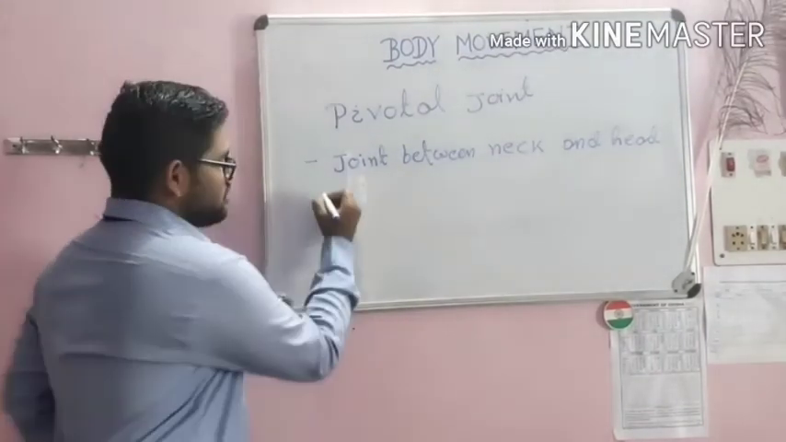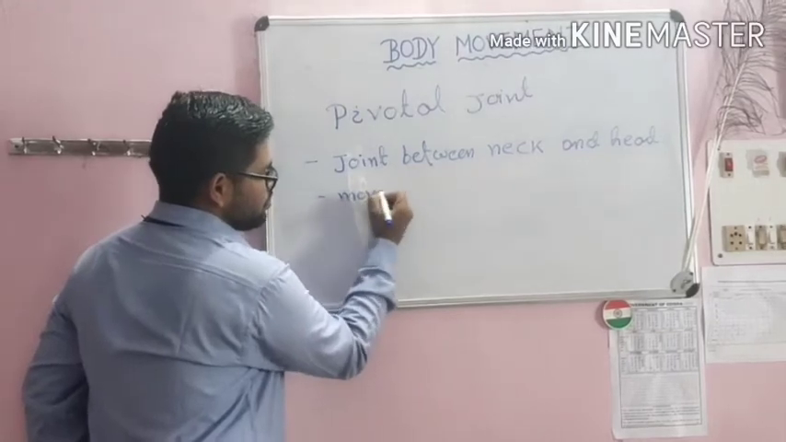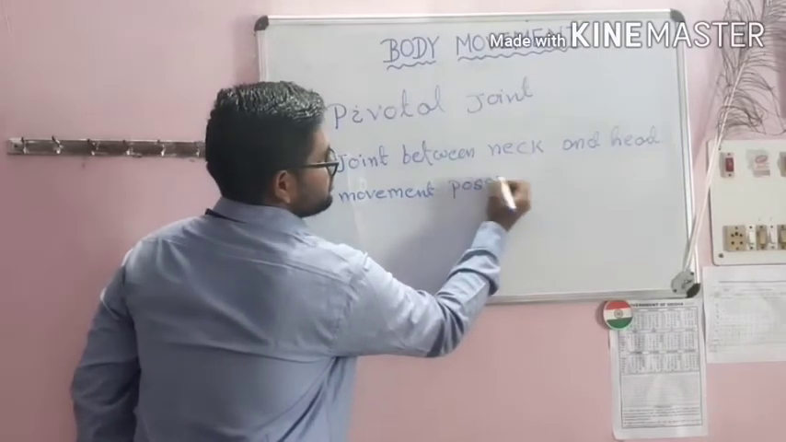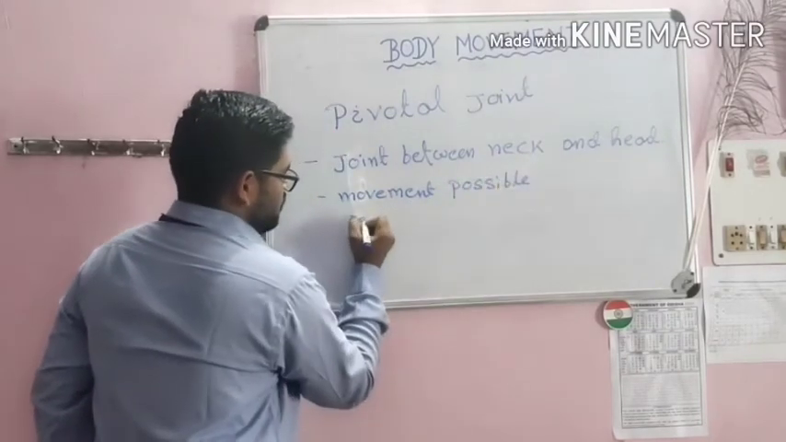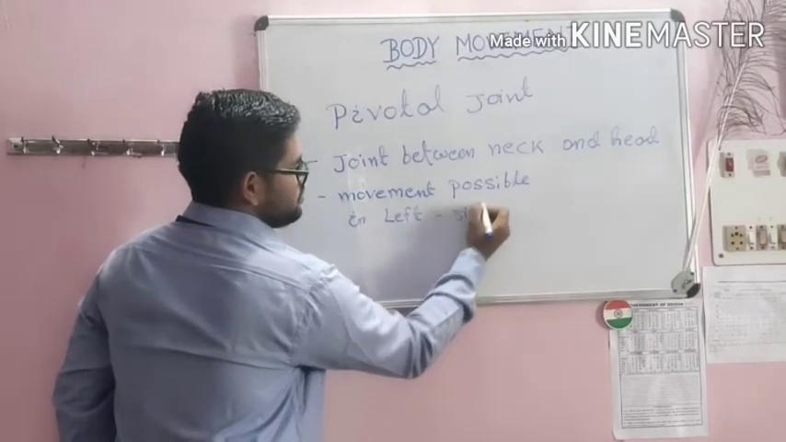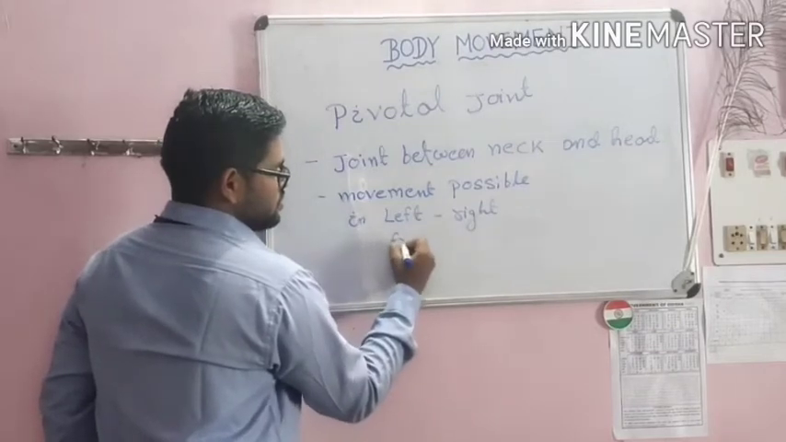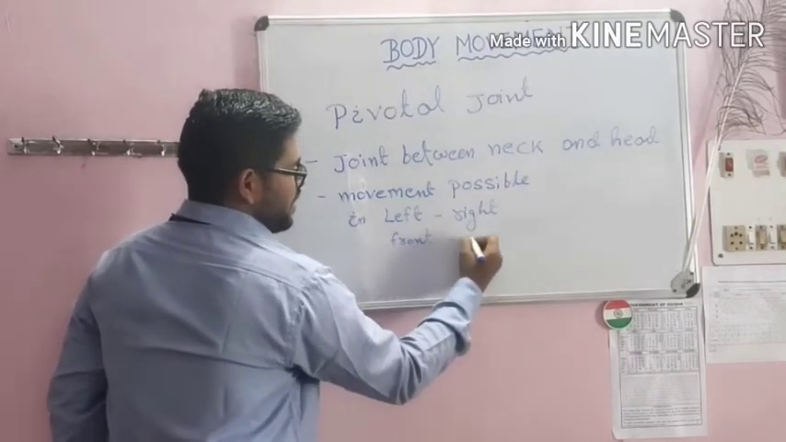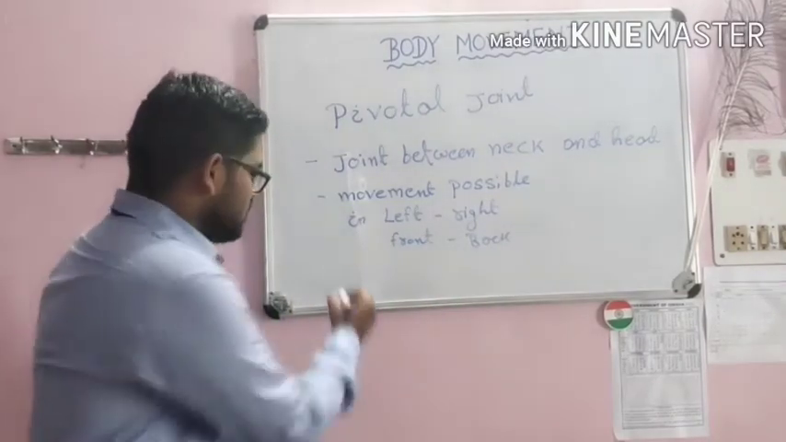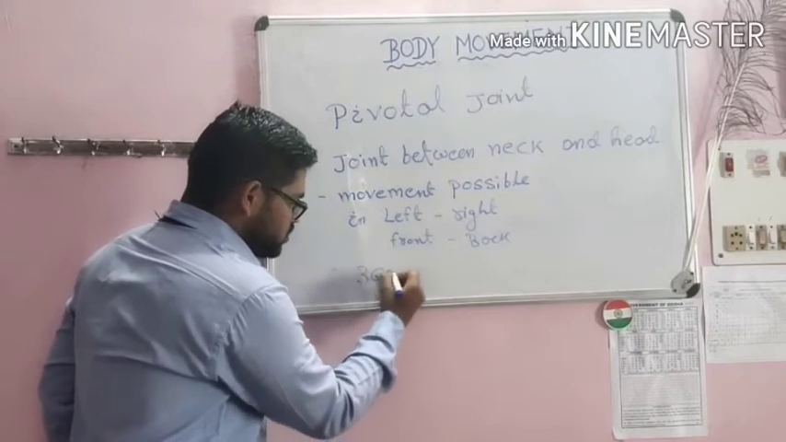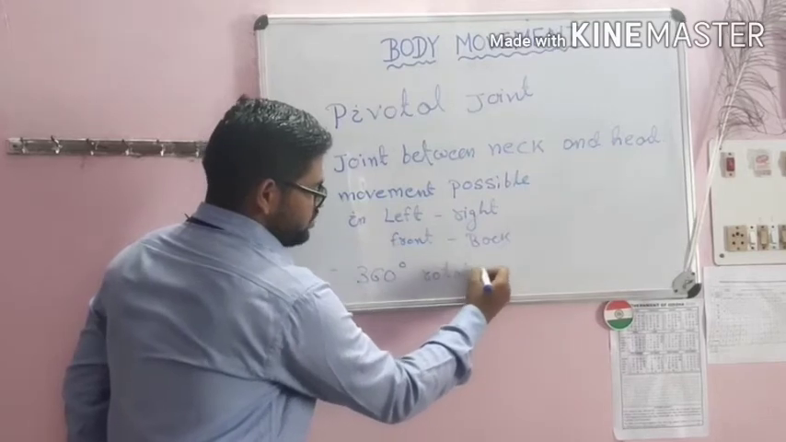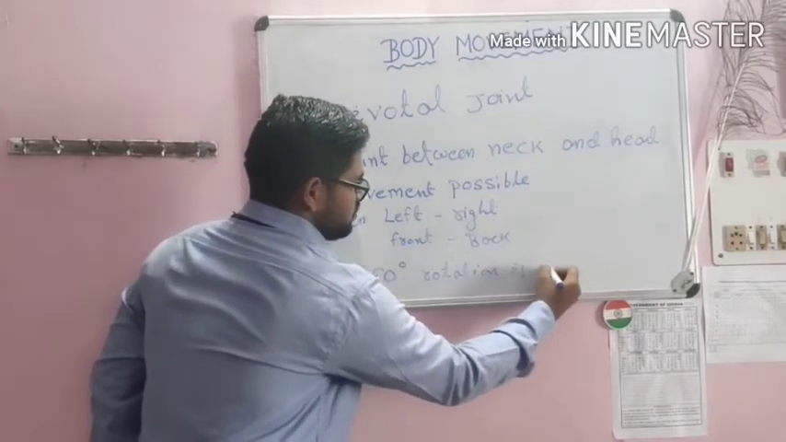So write down the movement possible in left or right, front or back. You can move the body in the left or right direction, or in the front or back direction. It does not move in 360 rotation. 360 rotation is not possible.